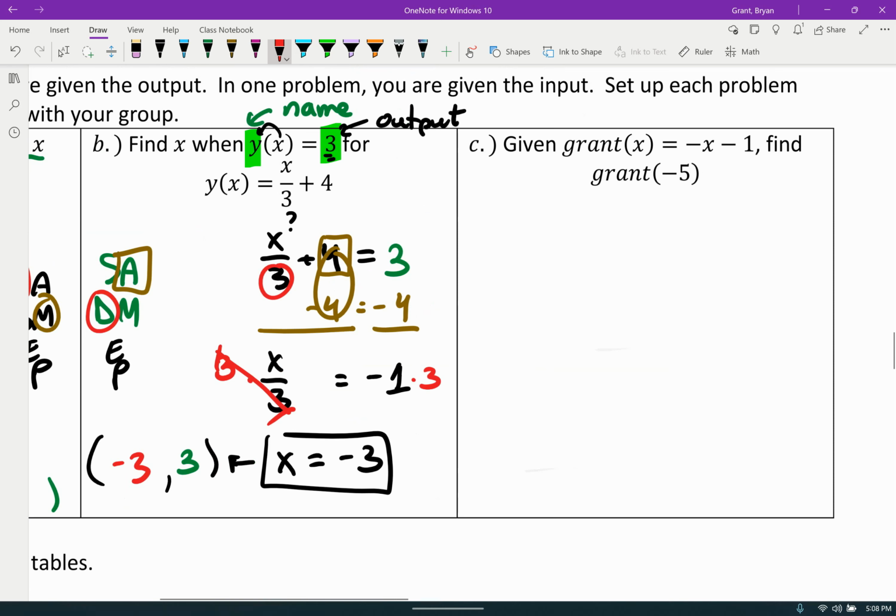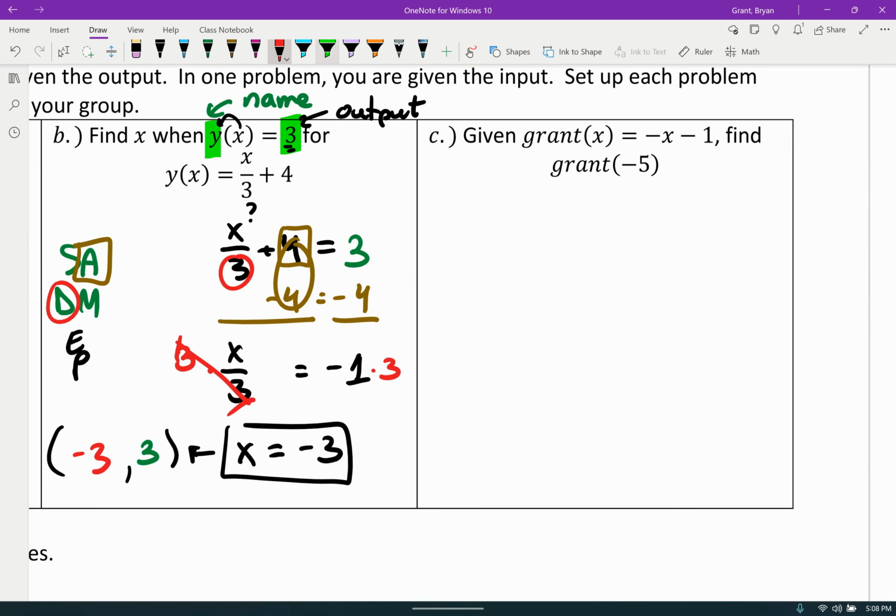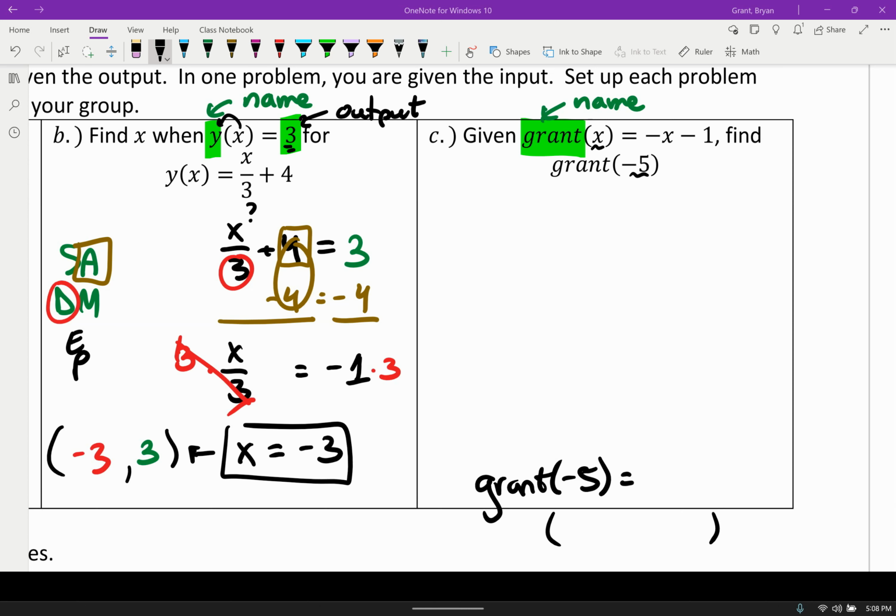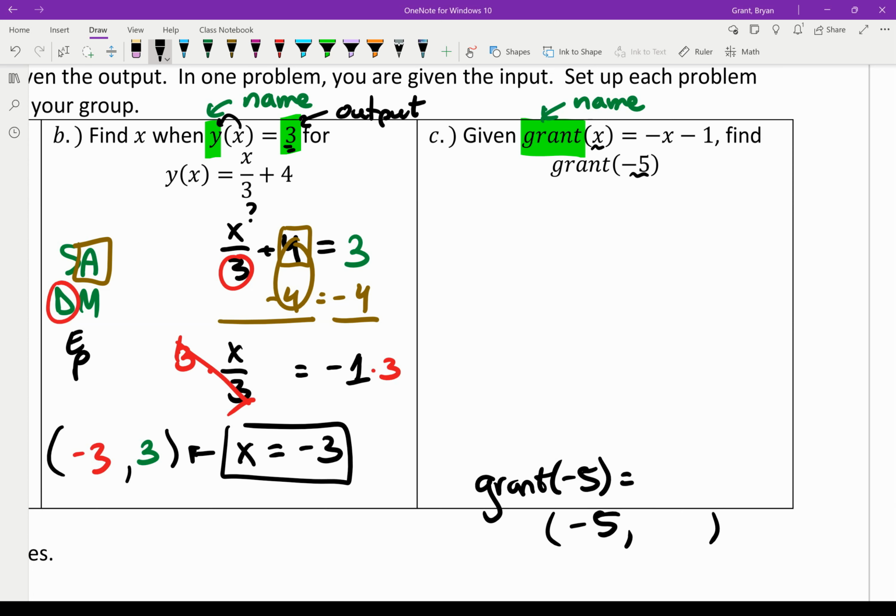Let's look at the last one. Given grant of x, so we again have the name. This is a more complicated sounding name. Grant of x equals -x minus 1. Find grant of -5. So my answer is going to say grant of -5 equals something. Now think back to what we did on the previous page. Grant of x, they replaced the x with -5. Which means -5 is actually the input, right? It is what x is equal to. So in this case, we know what to input and we're looking for the output.